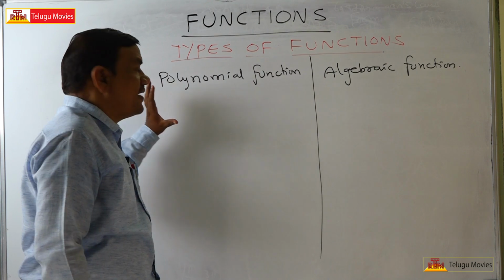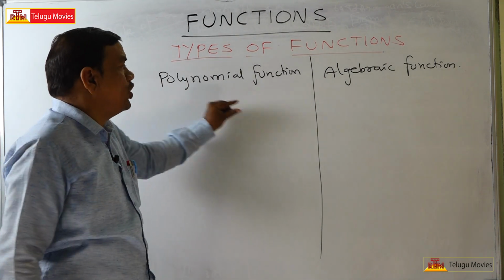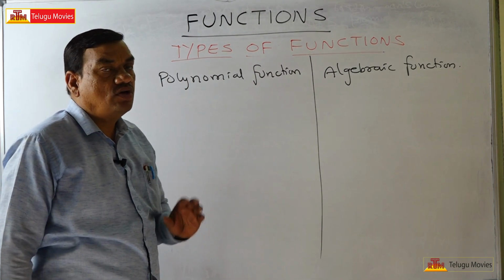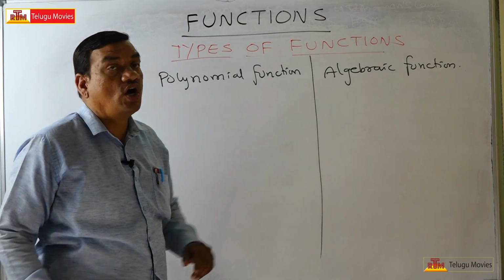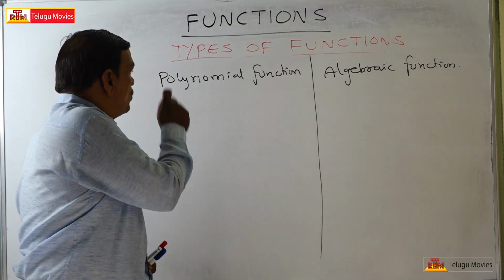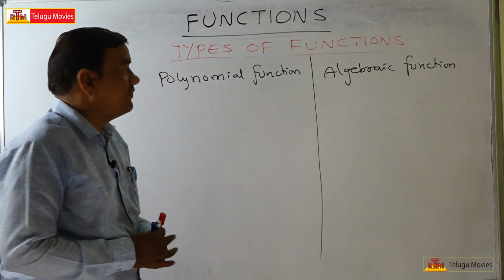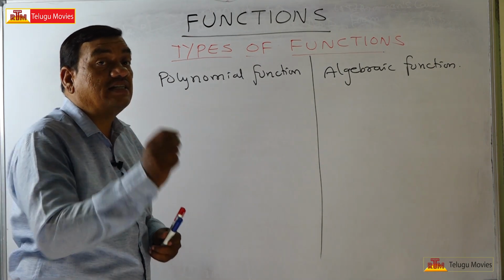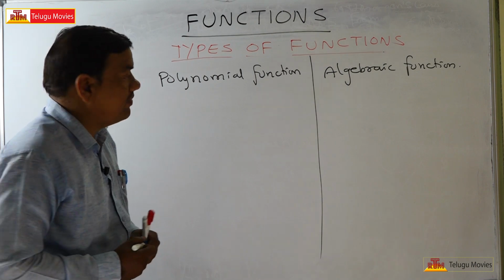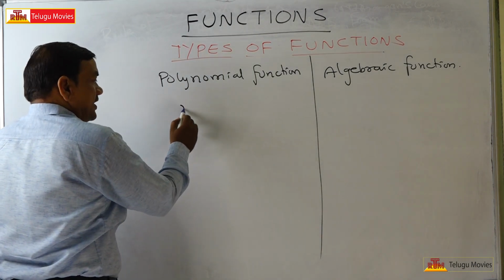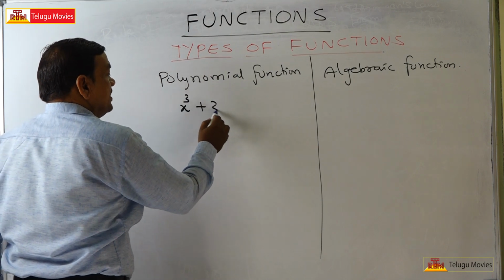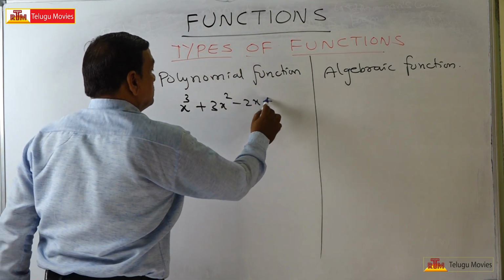Dear students, now I am going to explain the polynomial function and algebraic function. Generally students get confused between the polynomial function and algebraic function. To know about the polynomial function, first of all, you should know what a polynomial is. For example, x cube plus 3x square minus 2x plus 5.